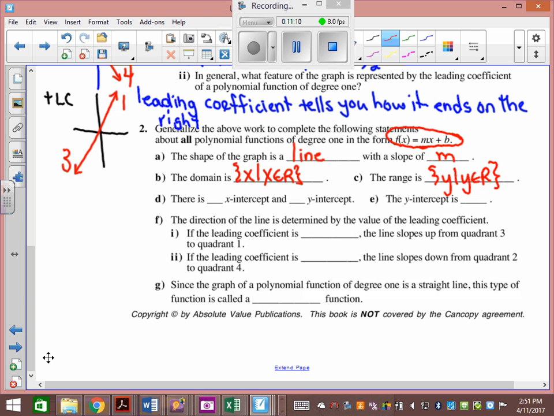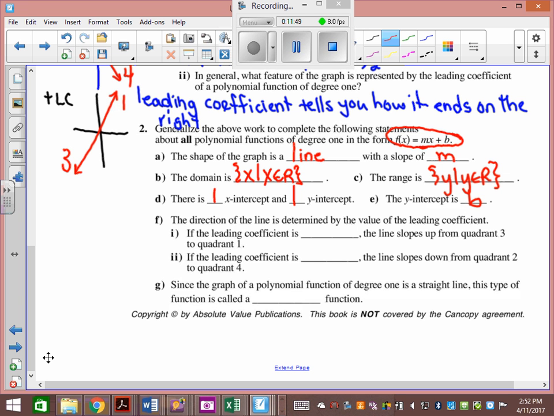So unless it's a word problem, the domain and range of linear lines is really easy. It's just x ∈ R, y ∈ R, right? It's not hard. There is how many x-intercepts? There's one x-intercept and one y-intercept. And the y-intercept is always the constant, right? That constant term. What's the constant term in this equation that we're looking at? b. So the y-intercept is b.